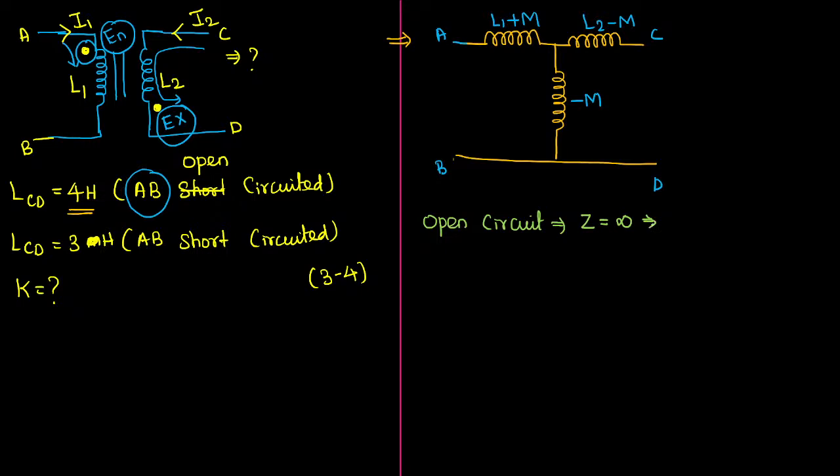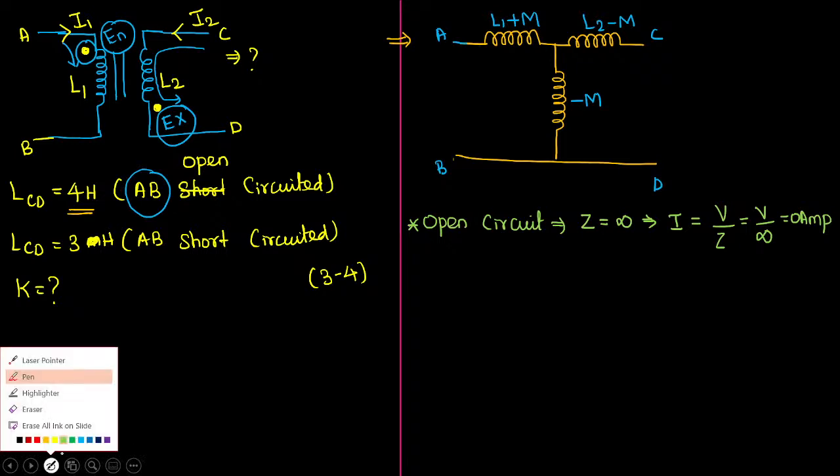When the impedance approaches infinity, that is an open circuited terminal, if I am trying to explore the current, I is equal to V by Z. When impedance approaches infinity, I can write V upon infinity, which will be equal to 0 ampere. So it clearly indicates that the current flowing through the open circuited terminal will always be 0.